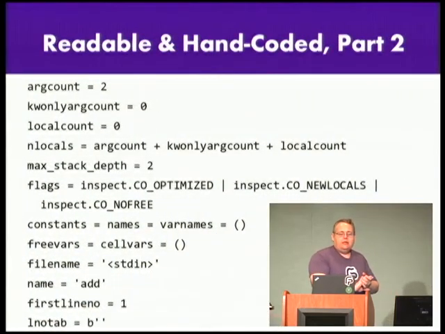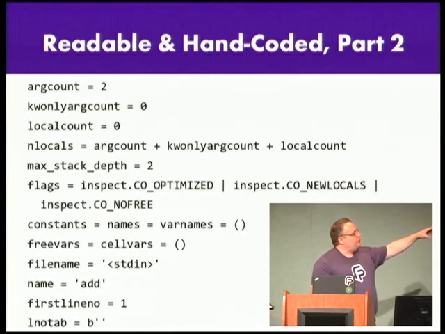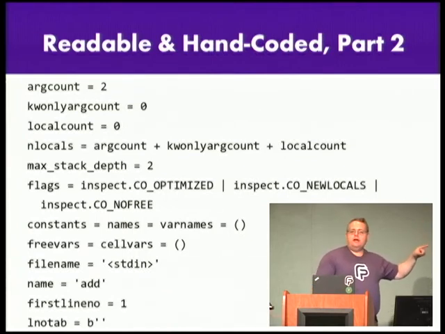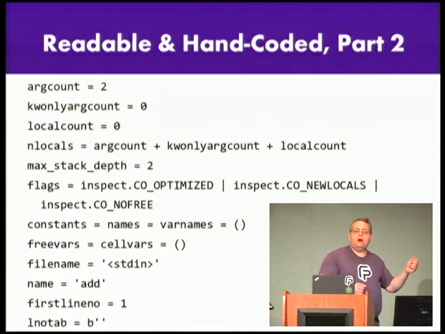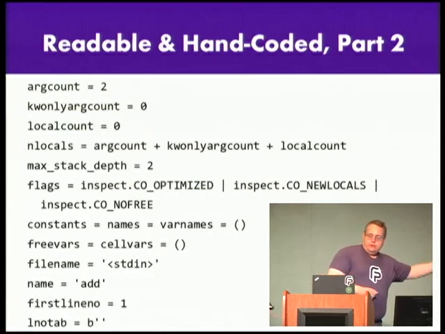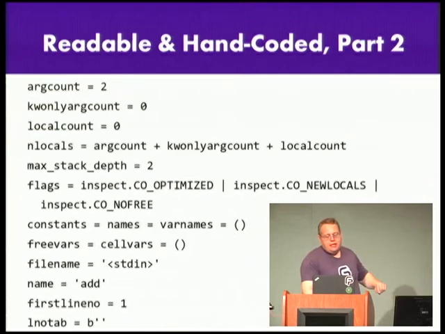So arg count is the number of positional arguments. That's 2. We have no keyword arguments, so kw only count is 0. Number of local variables declared inside the body of the function is 0. And then it actually only wants the total of arg count plus kw only arg count plus local count, and that's the total number of locals. And I'm actually lying because there are 2 more possible ones here. If we had a star args or a star star kw args, we'd have to add 1 for each of those. But we don't.